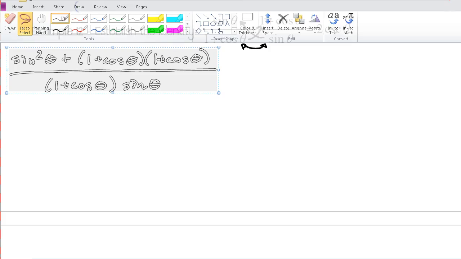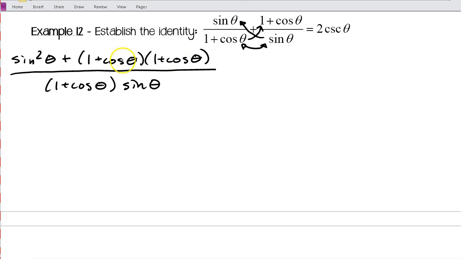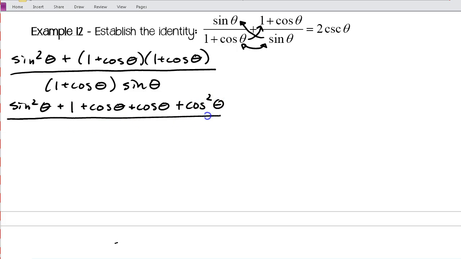Okay. So let's go ahead and FOIL this product on the top. So I'm going to have sine squared theta plus 1 times 1 is 1. 1 times cosine theta is plus cosine theta. Cosine theta times 1 is plus cosine theta. And cosine theta times cosine theta is cosine squared theta. And that's going to be over our denominator of 1 plus cosine theta times sine theta.